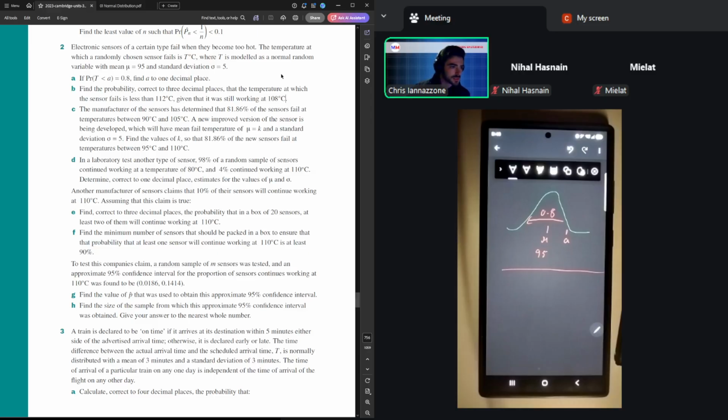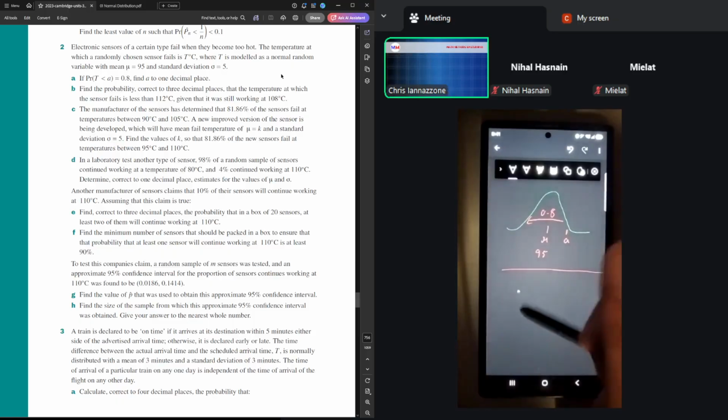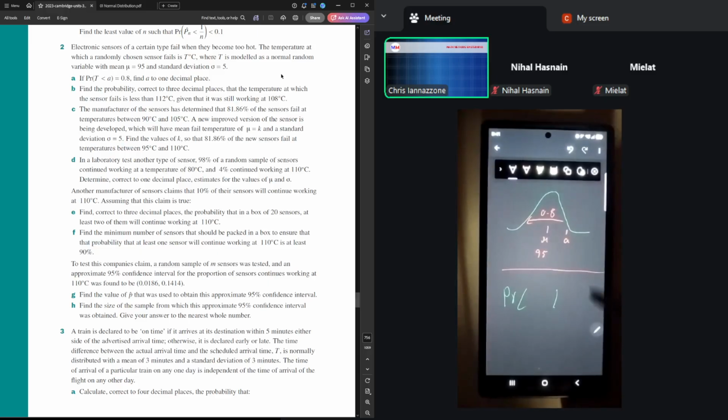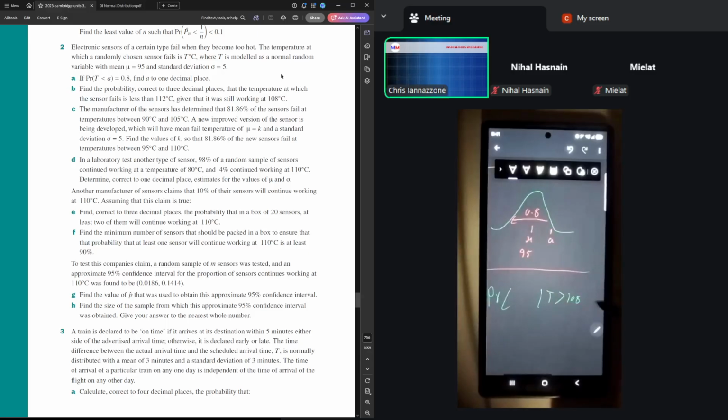So that means the condition, given that it's still working at 108 degrees, we're saying that the conditional part of the conditional probability, P of something given something else, we now have T greater than 108 degrees. This is where they can become a bit tricky.